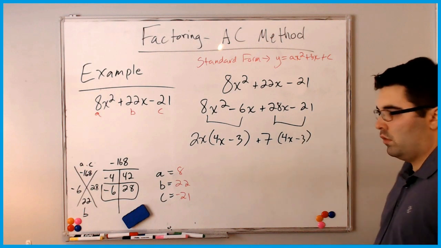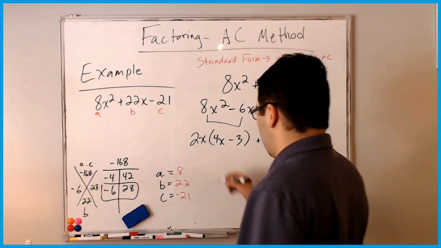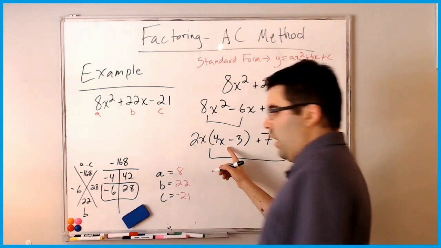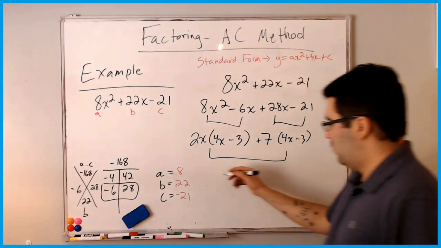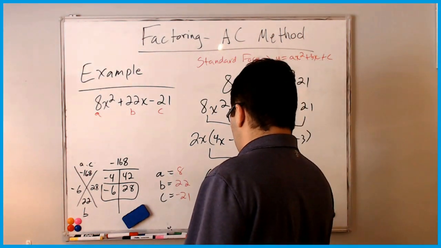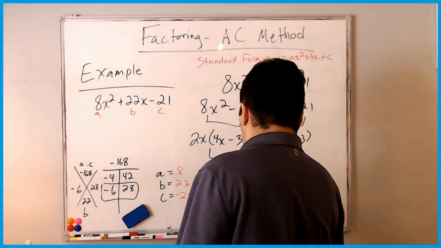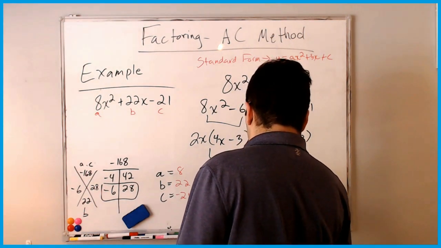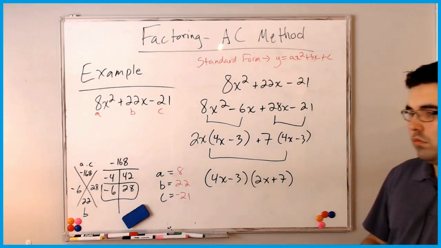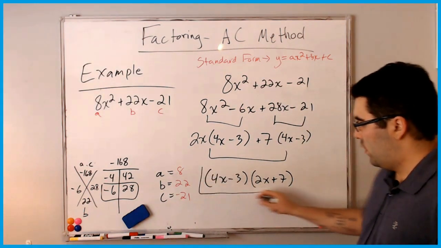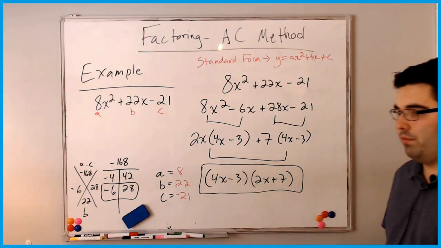All right, last but not least, you just factor the greatest common factor again, which is now that 4x minus 3. And we get 4x minus 3 and 2x plus 7. And that is your answer in factored form.